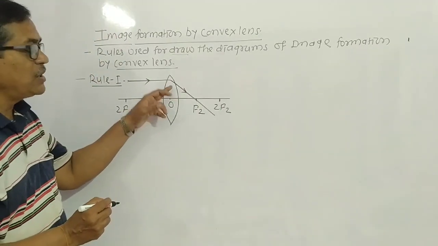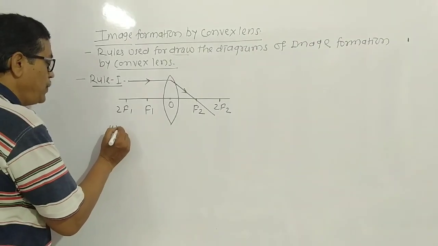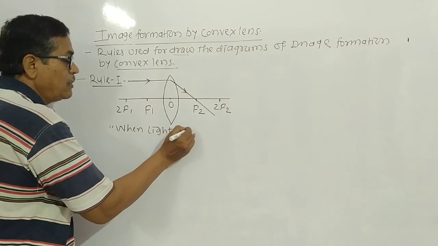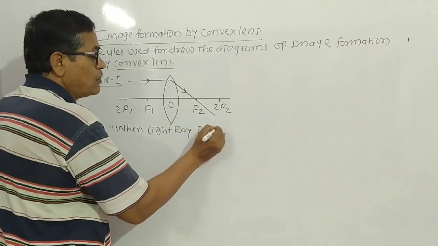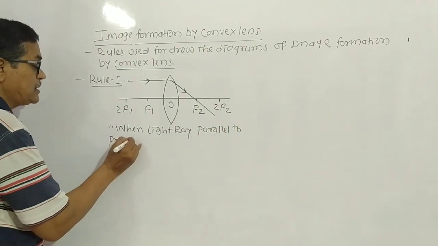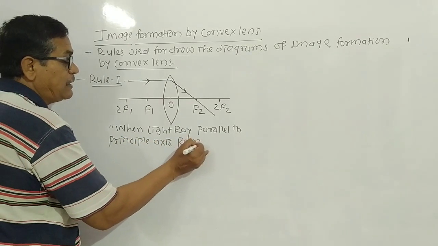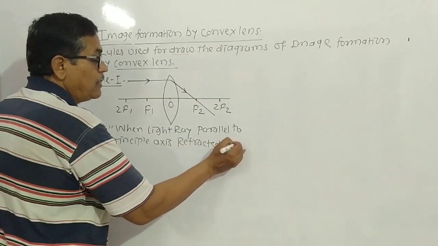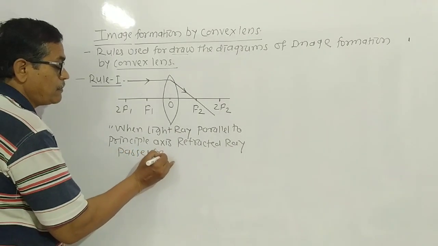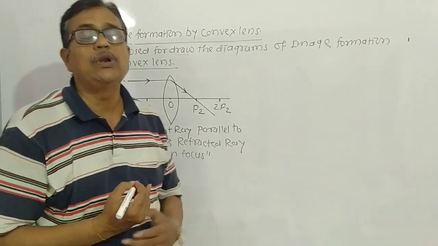It changes direction when it emerges from the lens. How can we write the rule? When a light ray is parallel to the principal axis, the refracted ray passes through the focus. That is rule number 1.